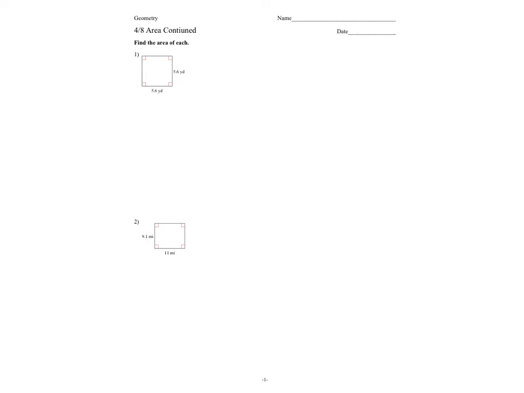Good morning. Today we're going to continue with area of three other shapes: squares, rectangles, and trapezoids. So the squares and the rectangles are still base times height. Area equals base times height. And the base in this square here is 5.6, and the height is 5.6. So when you multiply those together, you get that the area equals 31.36.